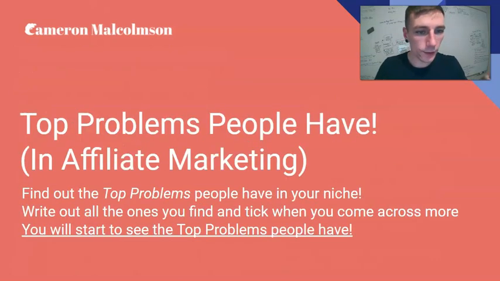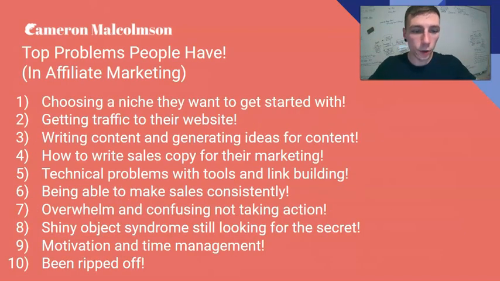Okay, now the next part you want to look into is the top 10 problems that people have. You want to do the same idea with that strategy and the tech methods, and you'll see the ones come to the top. So the top problem that I saw in affiliate marketing was people choosing the niche they wanted to get started with. Number 2 was getting traffic to their website. Number 3 was writing content and generating ideas for content, so I'm kind of addressing that in this video for you.